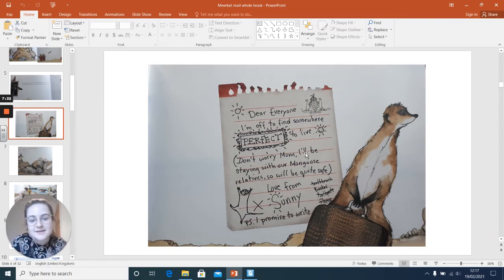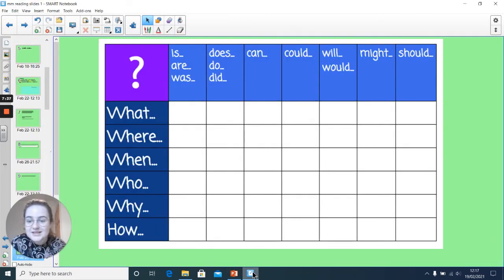Don't worry, Mum, I'll be staying with our mongoose relatives, so we'll be quite safe. We could ask, where do the mongooses live? You can either say mongooses or mongoose. I looked this up. You have one mongoose and you can have lots of mongooses or lots of mongoose, so it's up to you if you need that plural, because that was a tricky one. I had to Google that one to check that I was right.